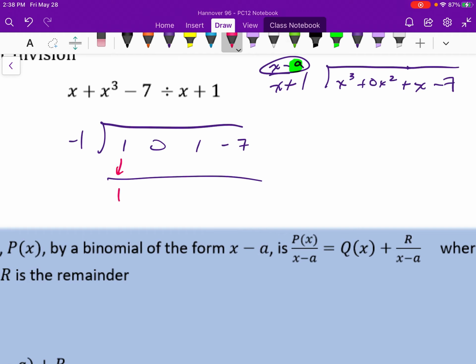I add down now. Multiply across. 1 times -1 is -1. Now I add down. 0 plus -1, -1. Now I multiply across. -1 times -1, -1. I add down. 2. 2 times -1, multiply across. 2 times -1 is -2. I add down.